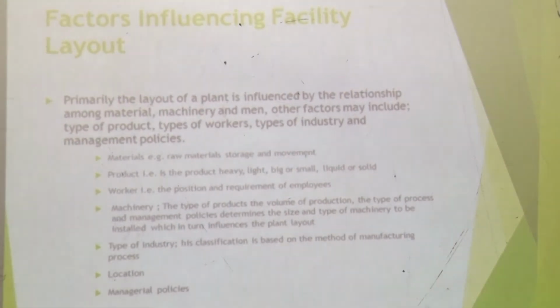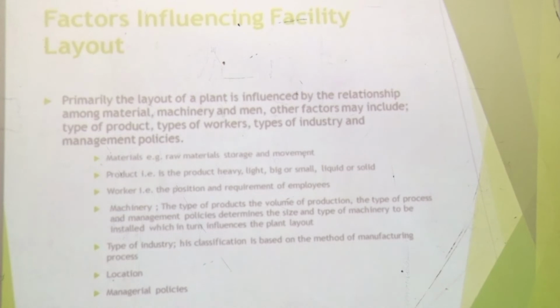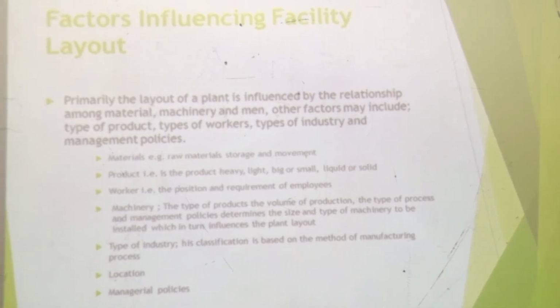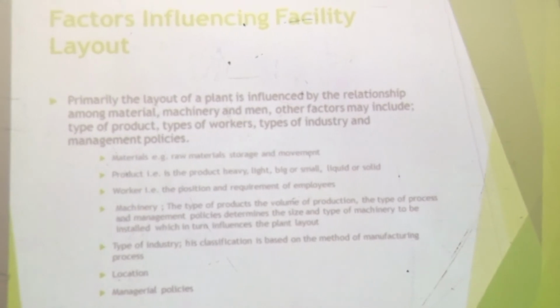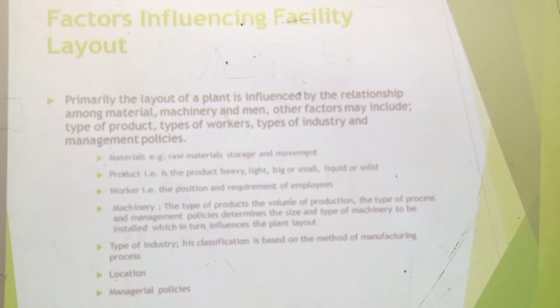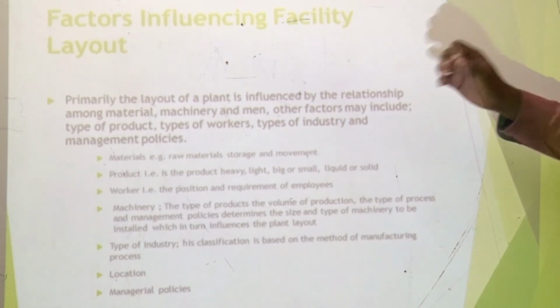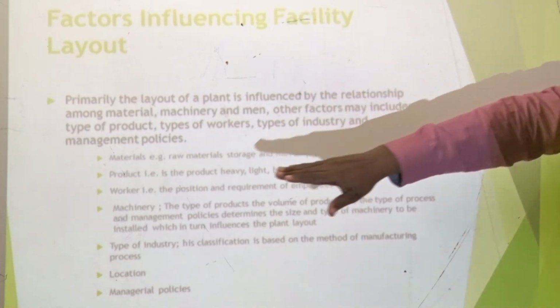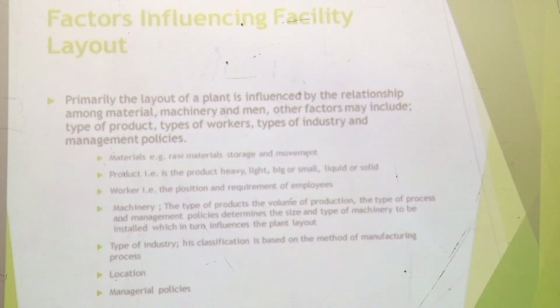So one of the factors or things that you need to consider when you are coming up with a layout is the material. And these materials can either be raw materials, or storage materials that are waiting for production, or finished goods. So it's very important, when you're choosing a facility layout, to check on the materials that you are going to store in that layout.